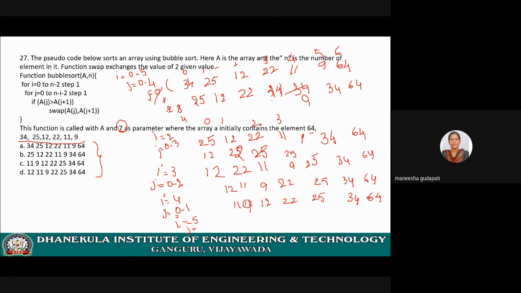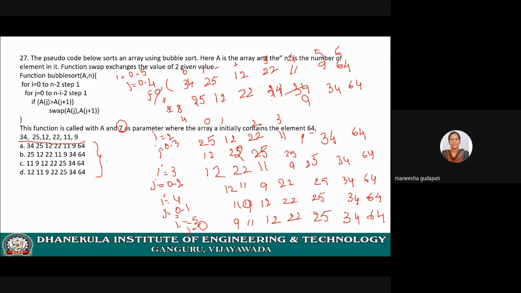Next, in the next step, i becomes 5, j becomes 7 minus 5 minus 2. So j becomes 0. So the only possible case is 0. So a of j is compared with a of j plus 1. a of j is greater than a of j plus 1, so again swapping: 9, 11, 12, 22, 25, 34 and 64. By the end of this program, that means after i value reaches 5, we will stop the procedure.